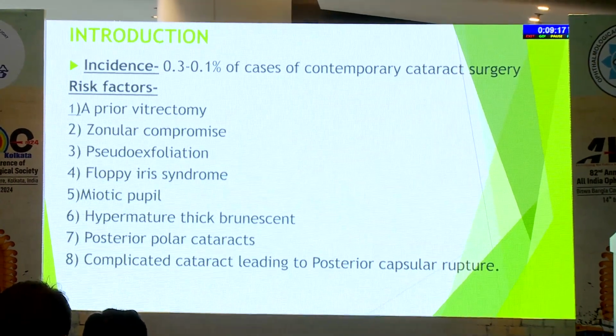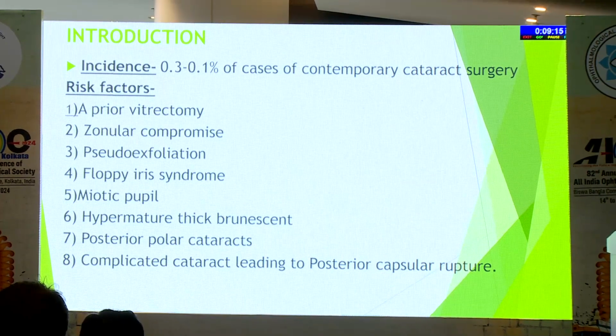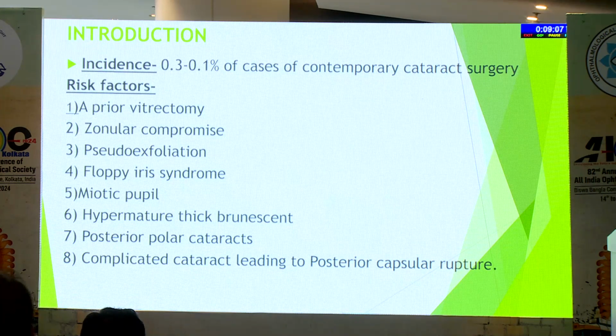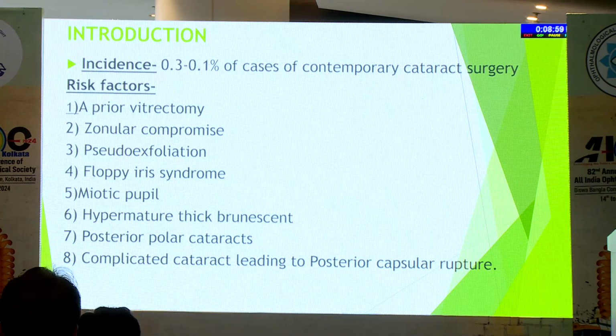The risk factors include prior vitrectomized eyes, where during pars plana vitrectomy sometimes there is lens touch. After cataract, you don't know whether the posterior capsule is intact or has a tear from the vitrectomy, so you have to be very careful. You should know your cases very well before starting the surgery. Other factors are general compromise, pseudoexfoliation, floppy iris syndrome, hypermature and posterior polar cataract, and complicated cataract.